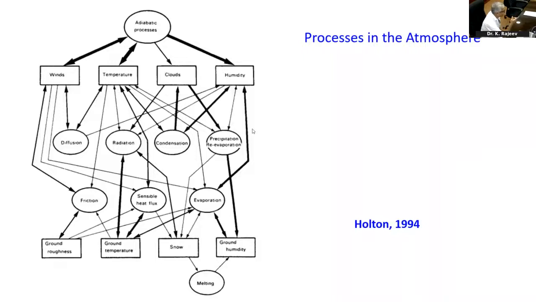One parameter is controlled by multiple parameters. Each one of those parameters is controlled by the other parameters. So in modeling work, you have to account for all this.